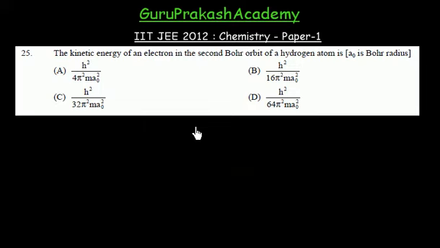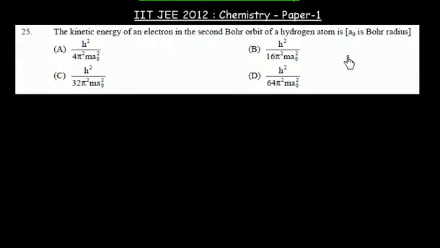This question is from the Atomic Structure chapter. The question asks for the kinetic energy of an electron in the second Bohr orbit of a hydrogen atom. So that is the second Bohr orbit, that is n is equal to 2. We have to find the kinetic energy. Second Bohr orbit means n is equal to 2.